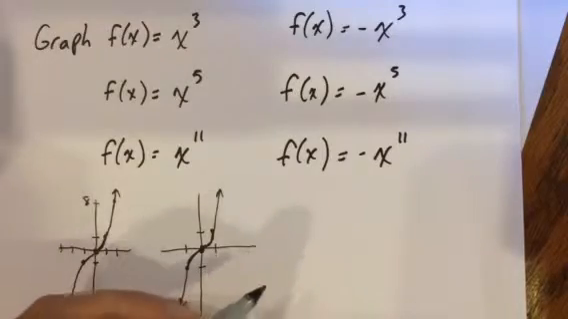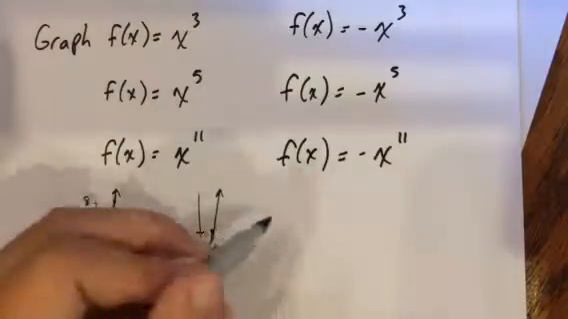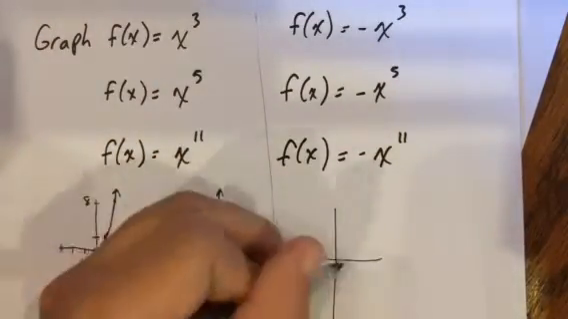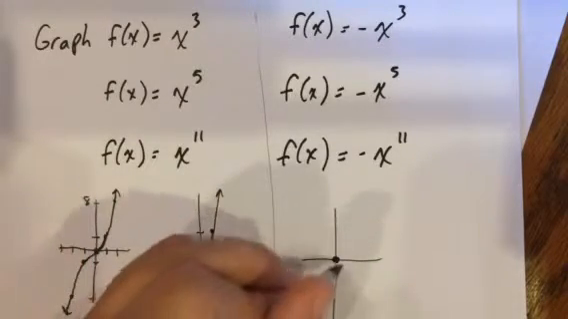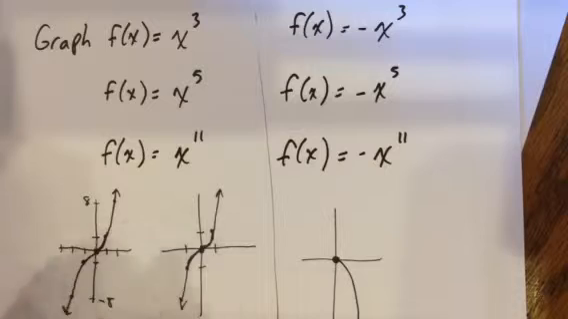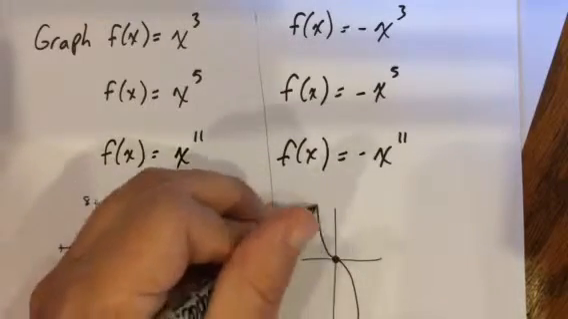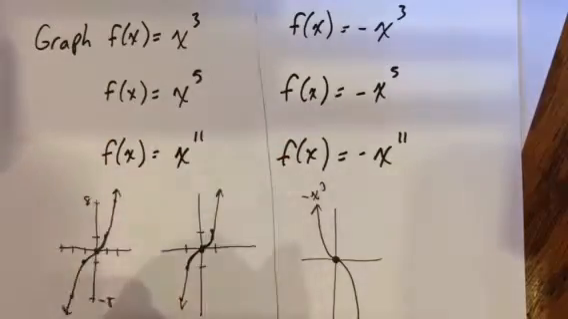If I have a negative in front of them, that means it reflects over the x-axis. So let's do negative x cubed. Still have 0, 0, but instead of going up when it goes to the right, it's actually going to go down when it goes to the right, because it's going to flip over the x-axis. And instead of going down when it goes to the left, it's going to flip over the x-axis and go up to the left. So it looks something like that. Again, just a sketch.